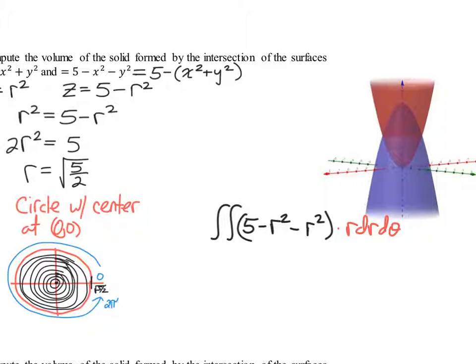I mean, you can probably guess what the most commonly forgotten step is when it comes to stuff like this, assuming people know what they're doing. Dy dx doesn't just become dr d theta. It's r dr d theta. That little r makes a big difference.